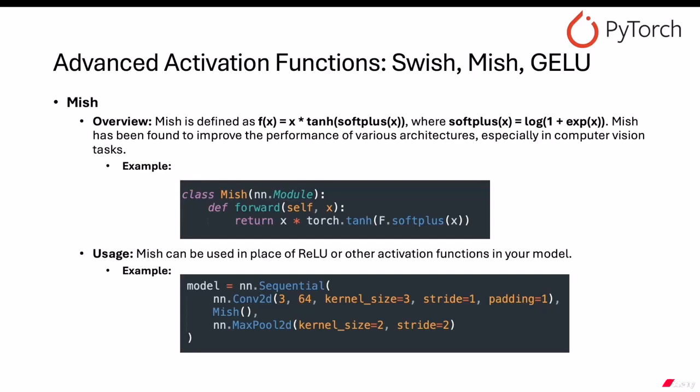Mish can be used in place of ReLU or other activation functions in your model by saying model equals nn.Sequential, and then you have nn.Conv2d where 3, 64, kernel size equal to 3, stride equal to 1, padding equal to 1, and then call the Mish function, and then nn.MaxPool2d with kernel size of 2 and stride of 2.